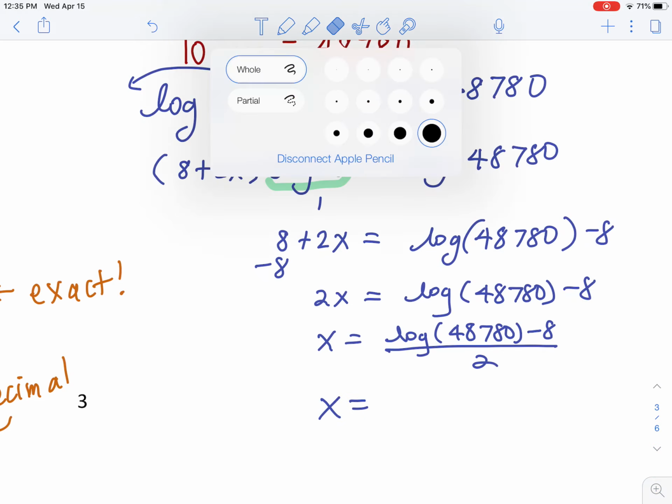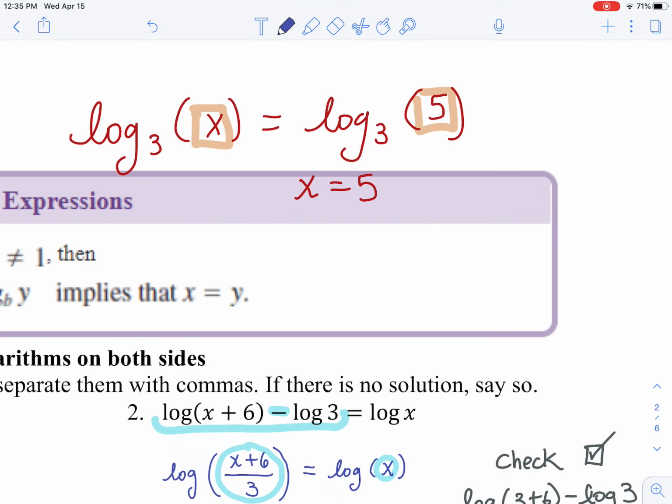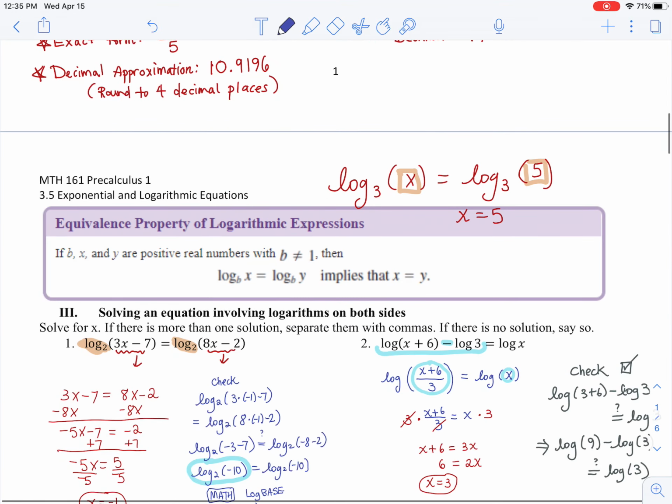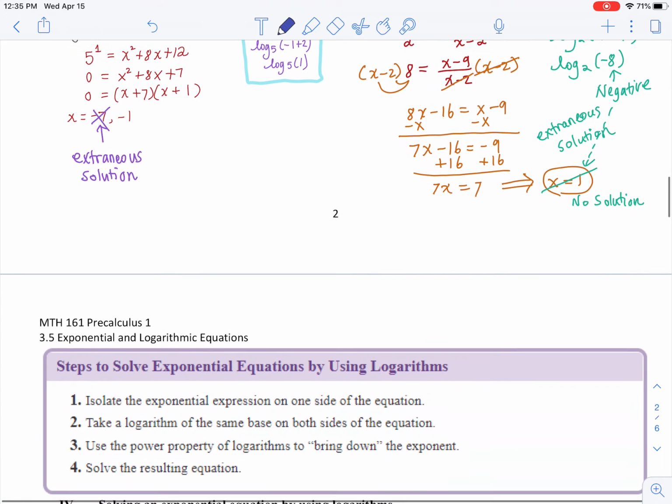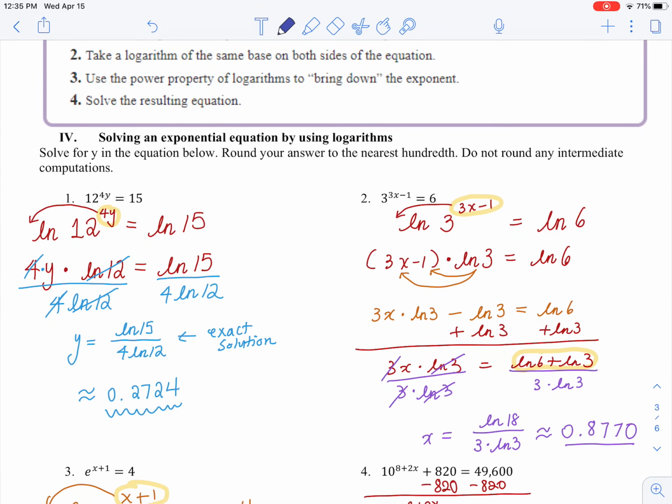Oh no, I keep pressing my picture up. Okay, so x is approximately negative 1.6559. So I got the decimal approximation and the exact answer all over here, okay? Okay, so done with page 3.